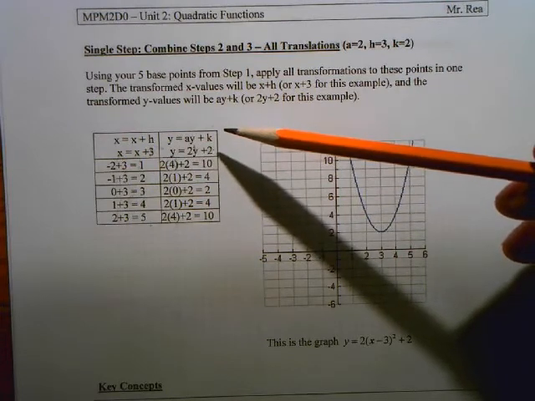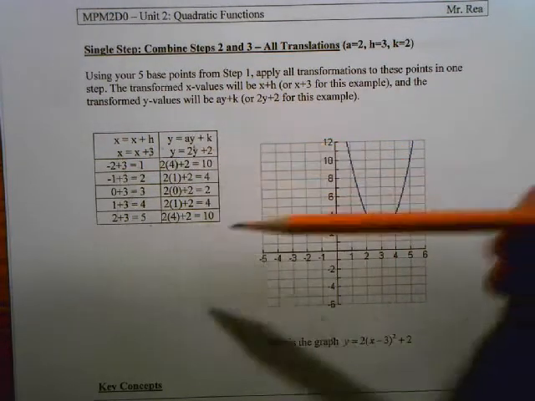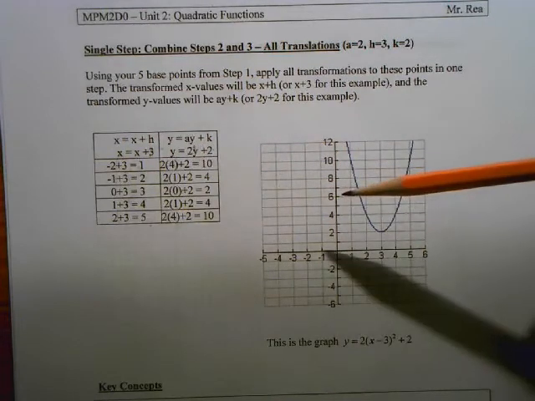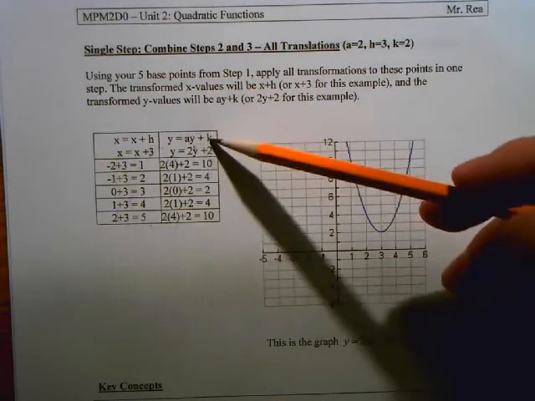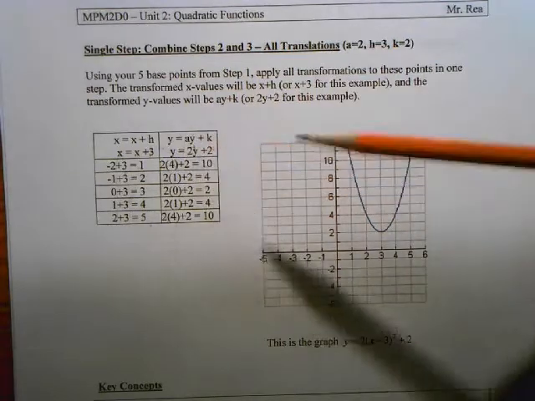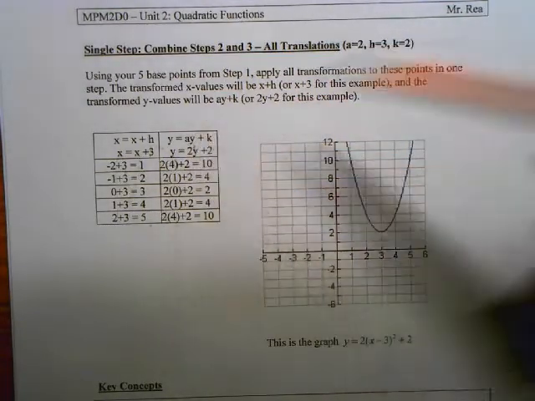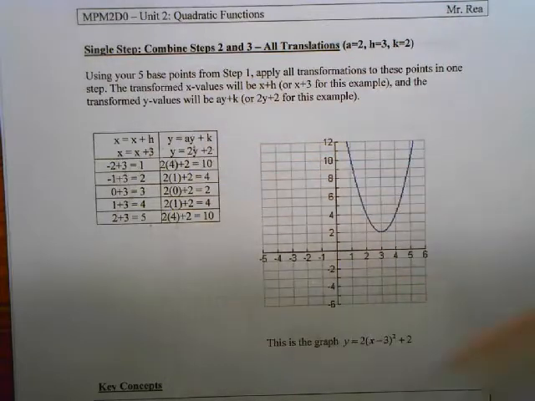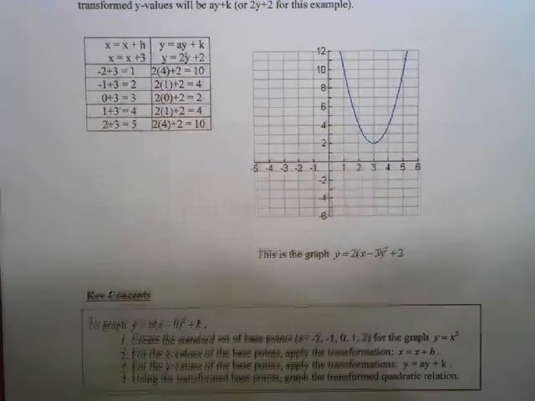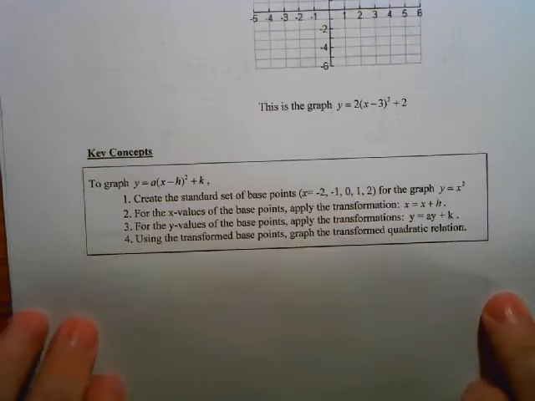BEDMAS says multiplying always happens first, so we do not add k first and then multiply that result by a. That would be wrong. So it's always ay plus k. You calculate ay first and then add k.